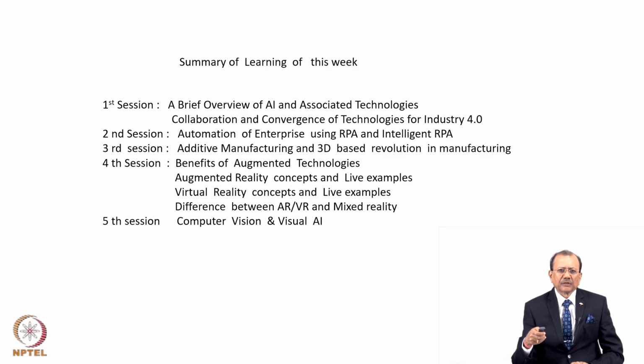And now we have come to the end of this session, and I would like to summarize what we have learned this week. In the first session, we learned about the associated technologies, especially AI and associated technologies, and their collaboration and convergence. Then in the second session, we learned a very important technology of AI, called robotic process automation and intelligence, RPA, how it is helping the industry and automating business processes and enterprise processes.